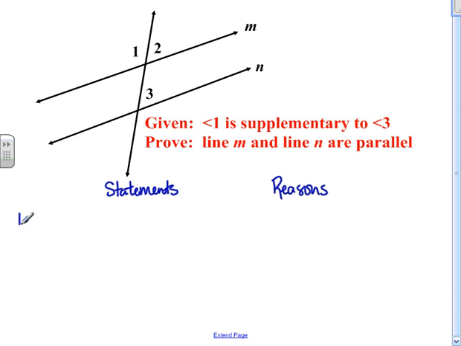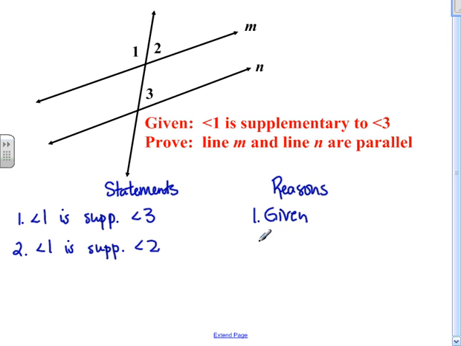Obviously, your first statement is going to be your given information. So angle 1 is supplementary to angle 3, and our reason there would be given. And now when we look at the picture, you can see that angle 1 is also supplementary to angle 2 because of the linear pair postulate. They are a linear pair.